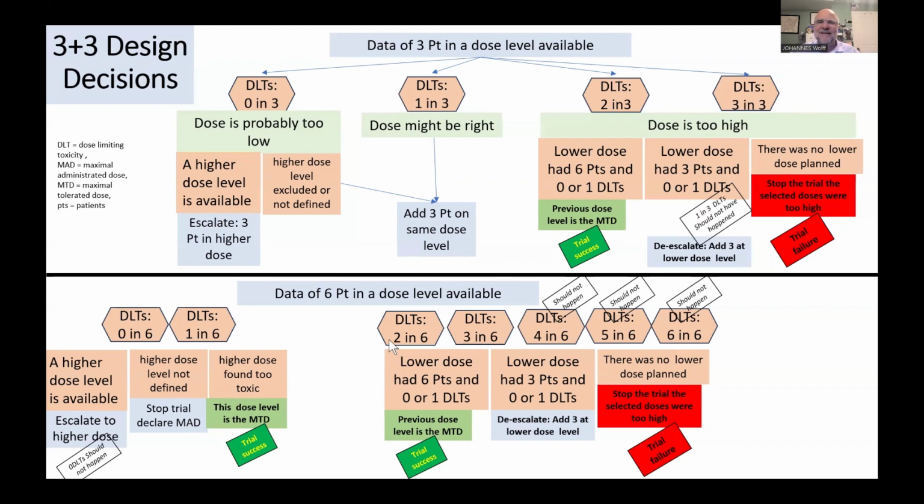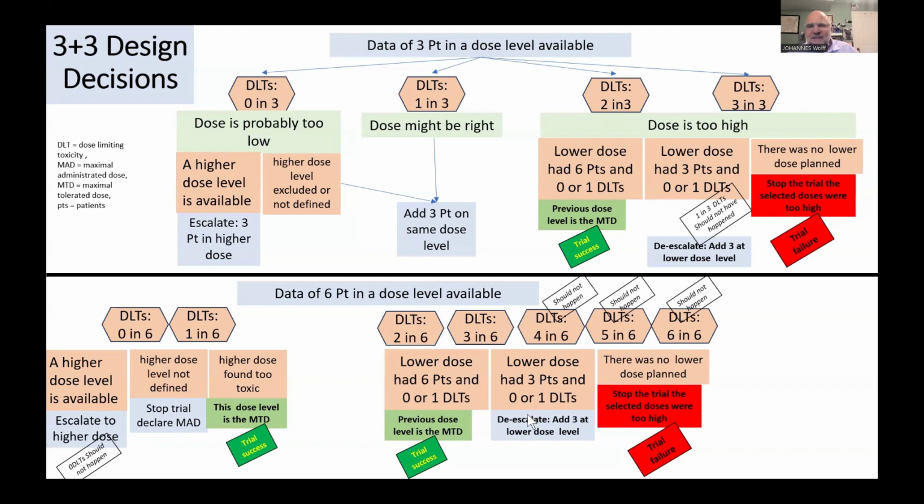The side where the finding indicates that the dose level is not tolerated, is too high, is toxic. Then it depends on the previous dose level, the lower dose level. If the lower dose level has already been tested and there were 6 patients enrolled and those 6 patients had 0 or 1 DLT, then you can again celebrate. But this time it's not this dose level that is the MTD, it is the previous dose level. The previous dose level is the maximal tolerated dose because this dose was not tolerated. Success.